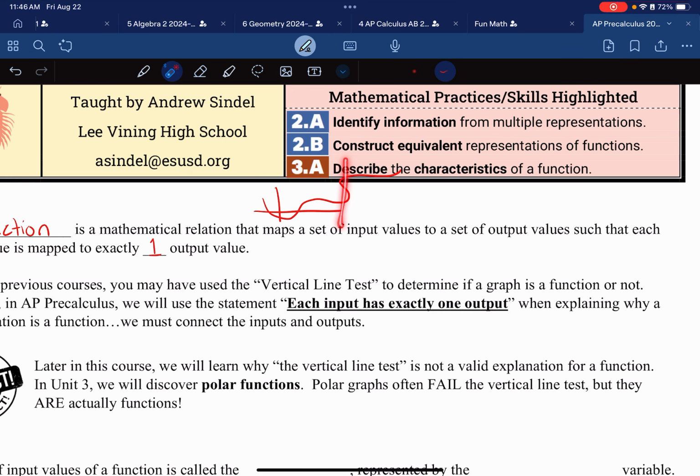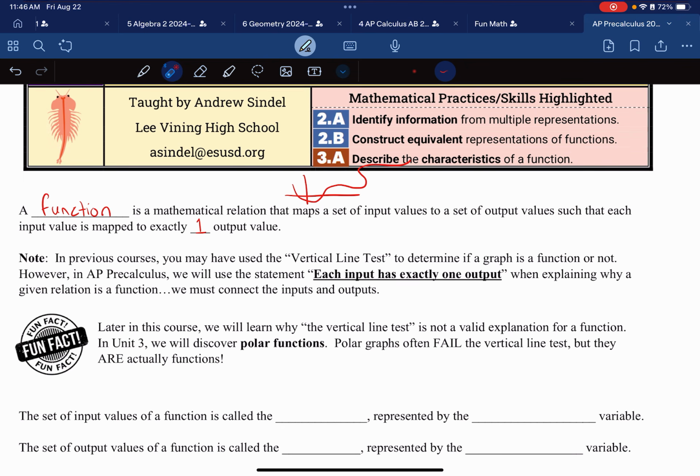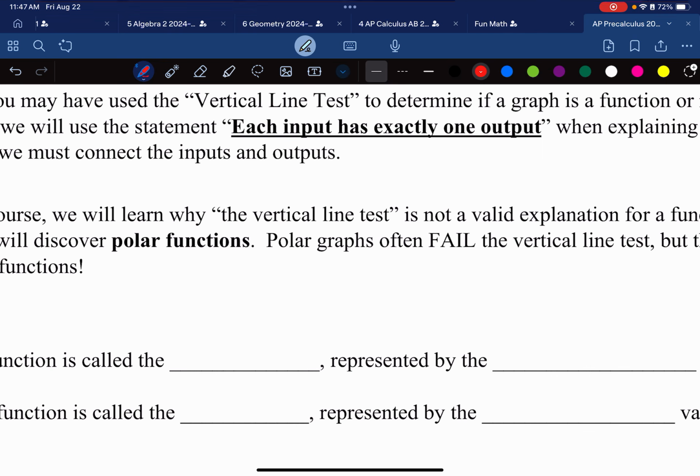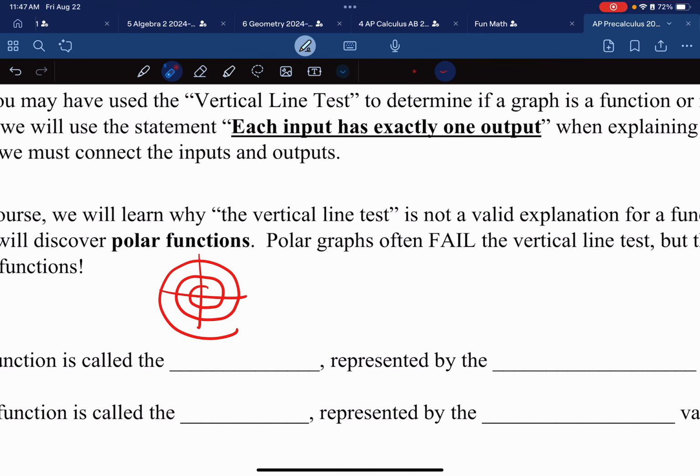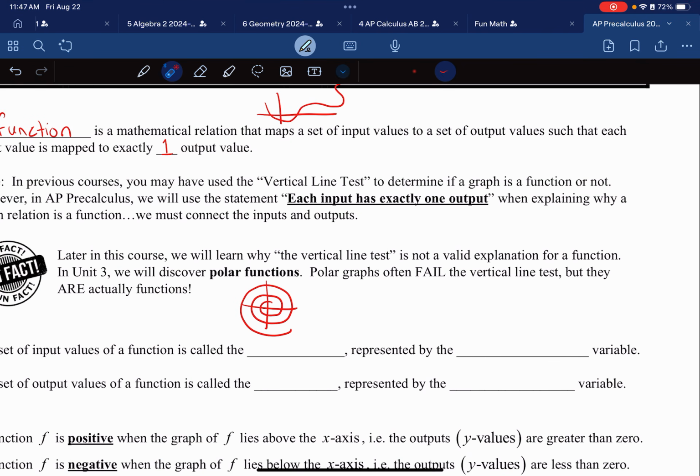So this fails the vertical line test that you learned from Algebra 1 or from Math 1, whatever system you're doing. However, this is not necessarily true for AP Precalculus because eventually we're going to be learning about polar functions. Polar functions are super cool because if you have a polar function, you can have a function that looks like this. And this obviously fails the vertical line test, but this is still a function. So we need to change our definition a little bit. And we need to say that each input has one output and exactly one output and no more.